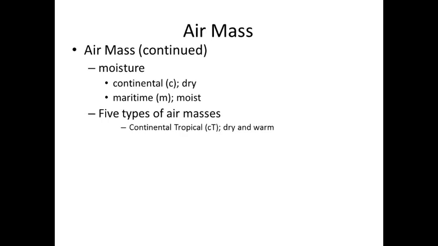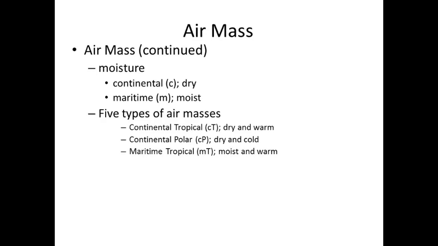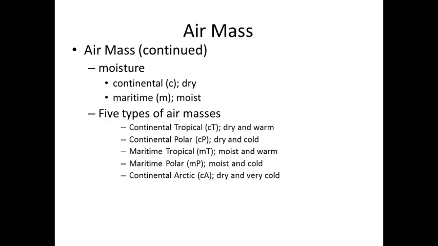So 5 air mass types coming up. So continental tropical. Continental meaning dry, tropical meaning warm. Continental polar, continental meaning dry, polar meaning cold. Maritime tropical, maritime meaning moist, tropical meaning warm. So you just break it down that way. Maritime polar, maritime meaning moist, polar meaning cold. And then we have the very cold, continental Arctic. So continental meaning dry, Arctic meaning very cold.